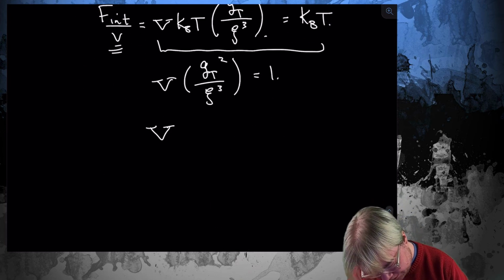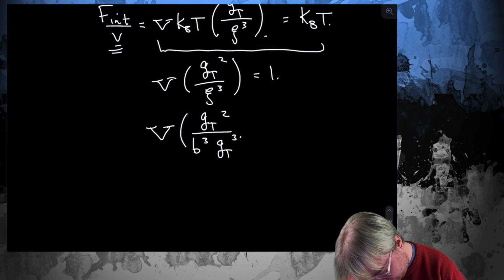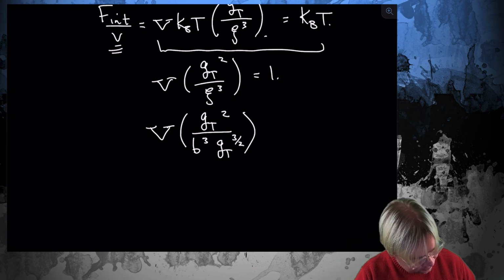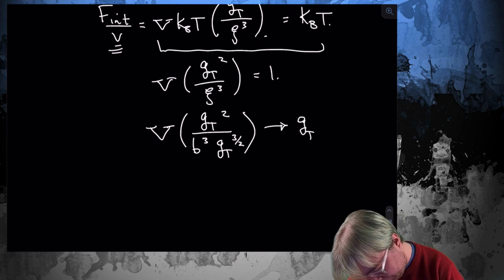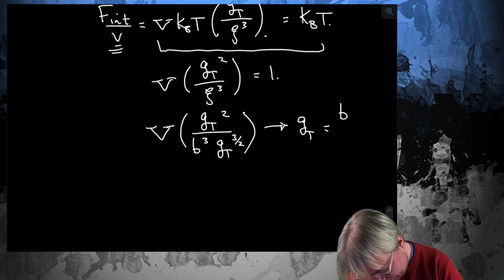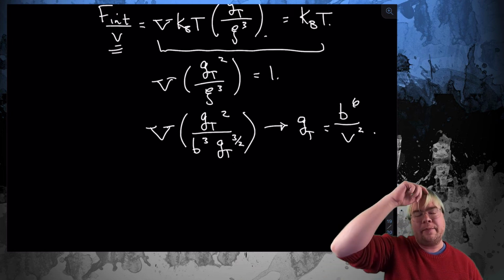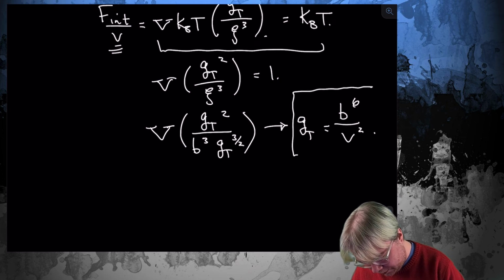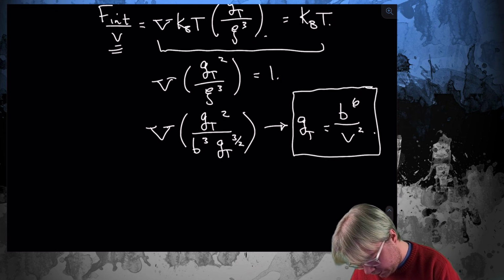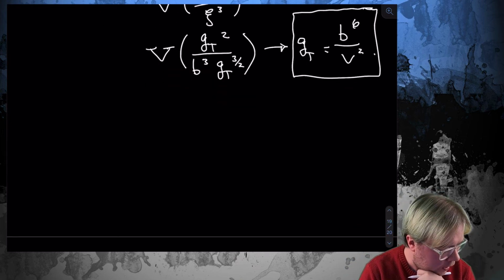So again, I don't want to skip steps. Let's just do it. I get GT squared over B cubed GT to the 3/2 power. And so I can follow this through and solve for GT, and I'll let you do that. B to the 6th over V squared. In fact, maybe I'll make that a homework problem. Show me that that's true. Okay, so if you're doing the homework, here's your homework hint. You can do it here. All right? Simple algebra.